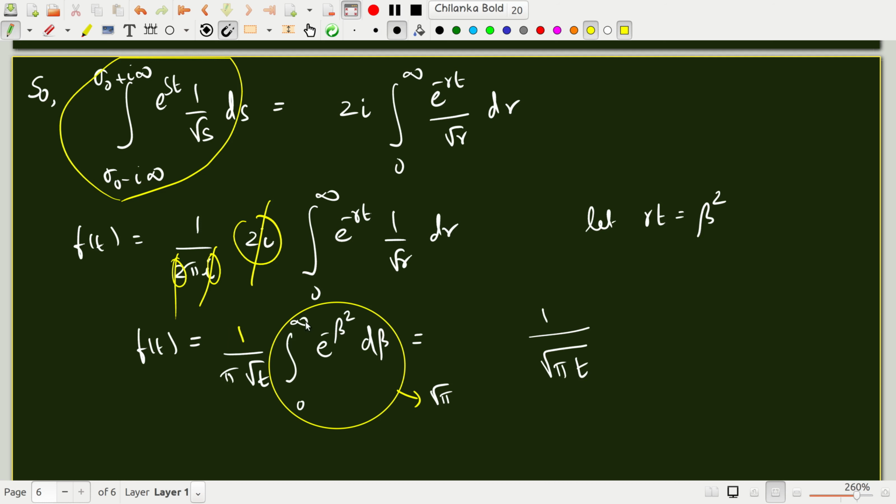is related to what is called the error function. For those of you who have done transport phenomena, you'll be familiar. Otherwise you can just take it as one root pi. You don't worry about how to evaluate this right now. So this root pi will cancel one root pi here to give 1 over square root of pi t. So the Laplace inversion of 1 over root s is 1 over square root of pi t. So this is how one evaluates inverse Laplace transform of various functions.